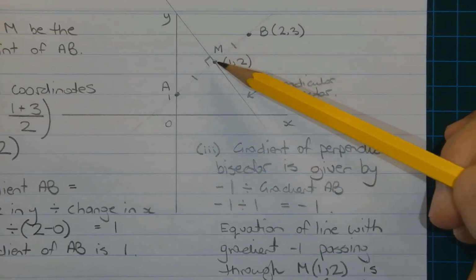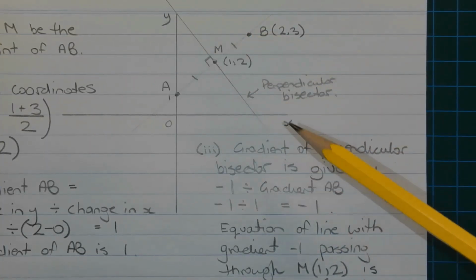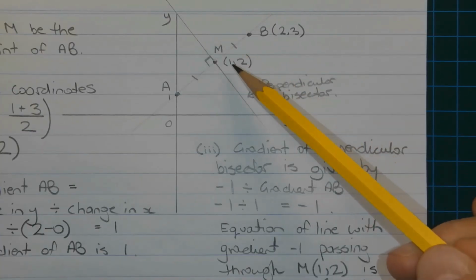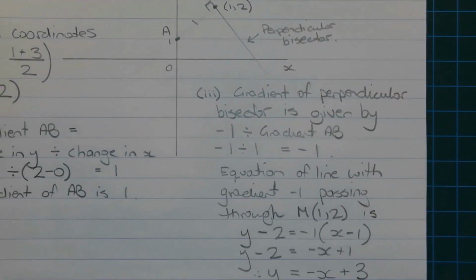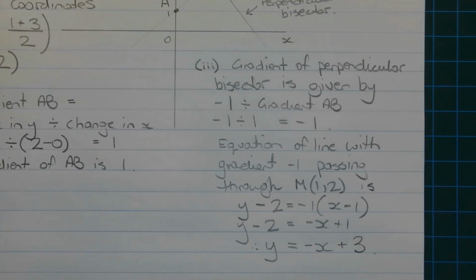Next we need to consider the point that this line passes through. So the perpendicular bisector passes through the midpoint, which has coordinates 1, 2. So using the point gradient formula, that's y minus y1 is equal to m times x minus x1 in brackets. We have y minus 2 is equal to -1 times x minus 1 in brackets. Expanding the brackets, we get y minus 2 is equal to -x plus 1. And then rearranging this equation into gradient intercept form, we get y is equal to -x plus 3.